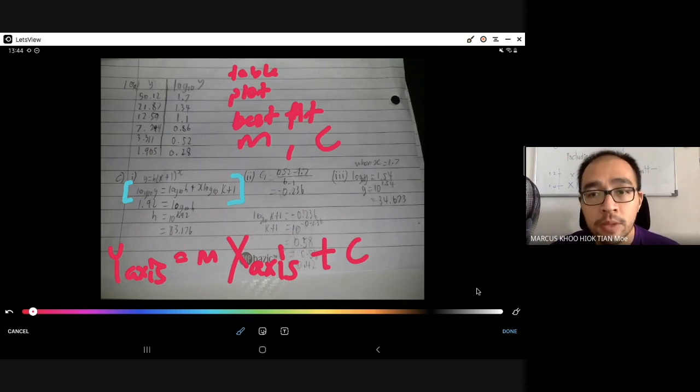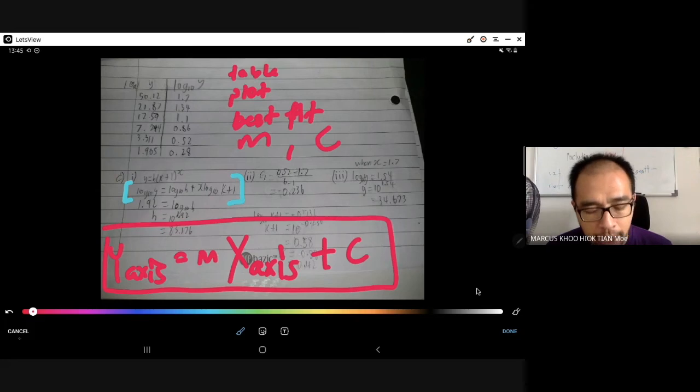But I know that there are some of you that are also struggling with this topic because, sometimes when you hit the C question, you think, oh, I don't know what to do already. Make sure that the beginning is settled. You know how to draw the table, you know how to plot the graph, you know how to draw a line of best fit, and whether the question asks for it or not, you determine the gradient, you determine the c, and then you put it into the equation. Put it into this format: whatever the y-axis is equals whatever the m, and then whatever the x-axis is, plus c.